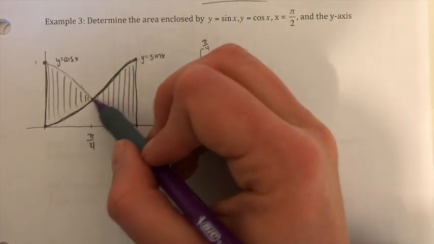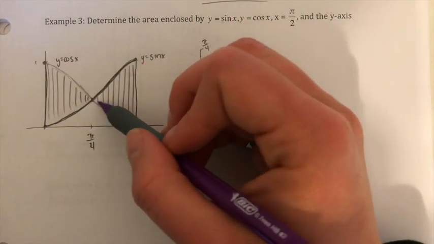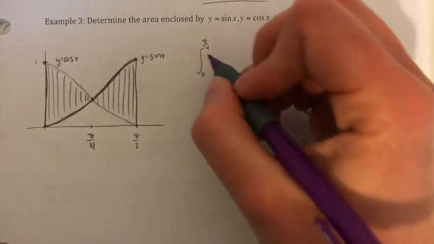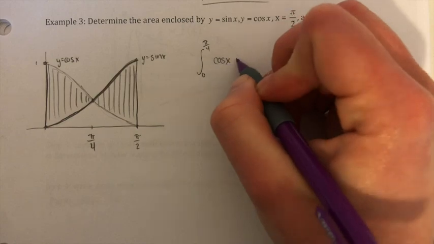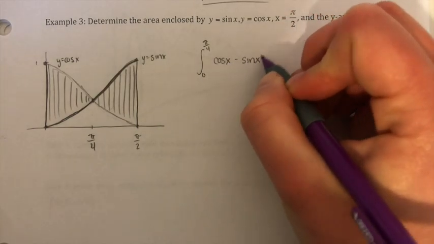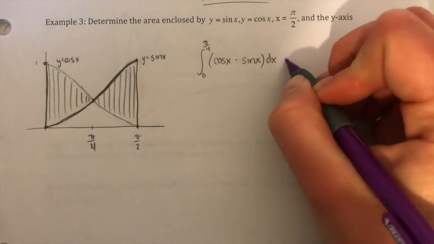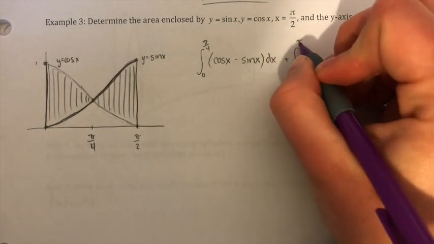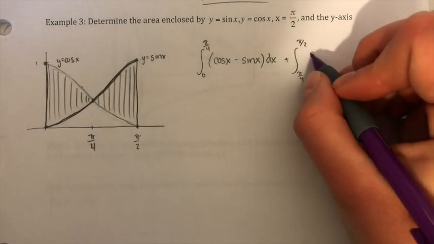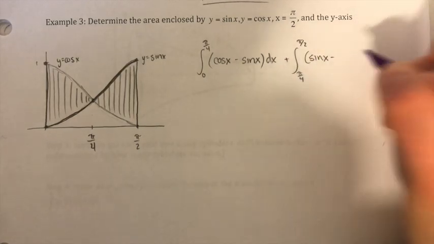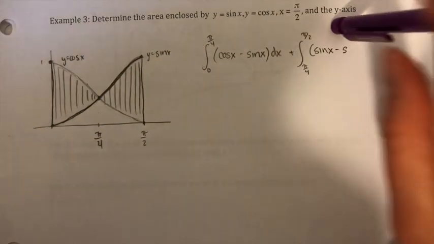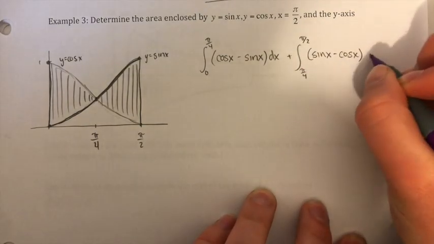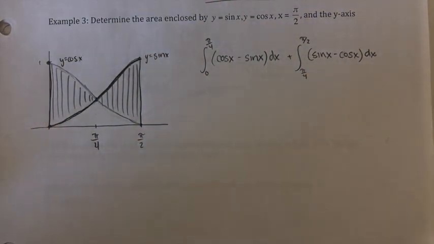So for the first bit, we're going to get an area, and then we're going to add it to a new integral for the second bit. So this one we're doing cos x, the top one, minus sine x, the bottom one, dx, plus the integral from pi over 4 to pi over 2. Now we're doing sine x, the top one, minus cos x, the bottom one, dx.